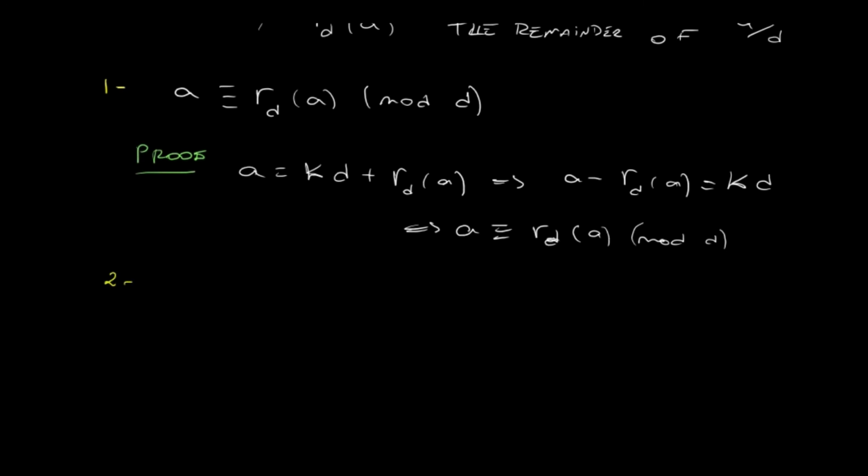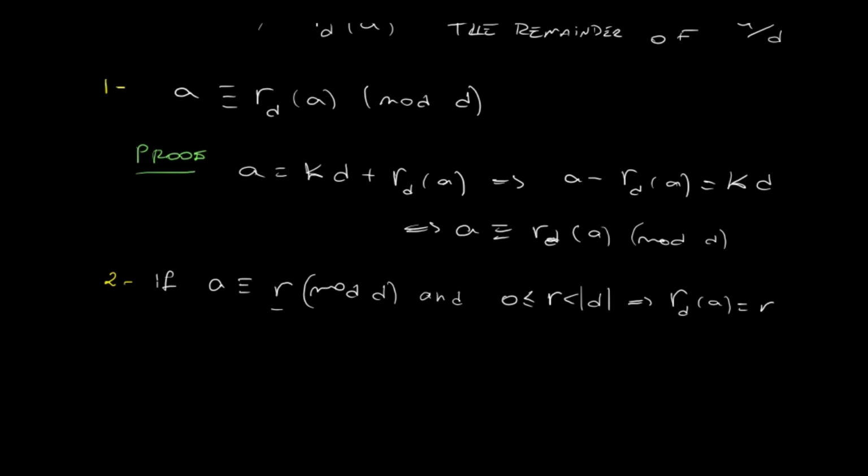The second, if A is congruent to R modulo t and 0 is smaller or equal to R, smaller than the absolute value of t, then the remainder will be this number R.